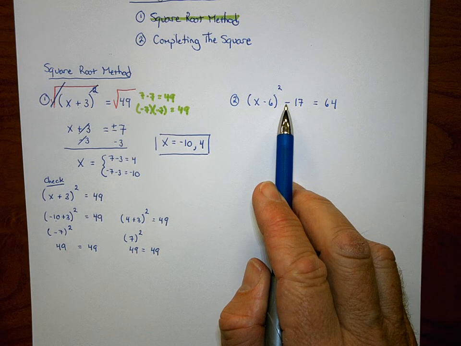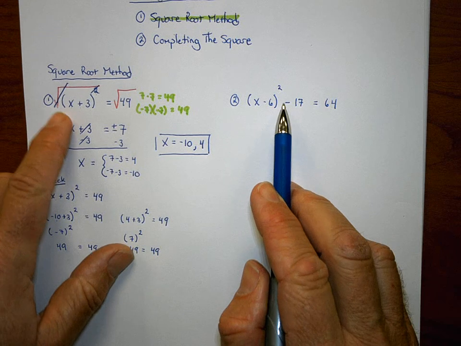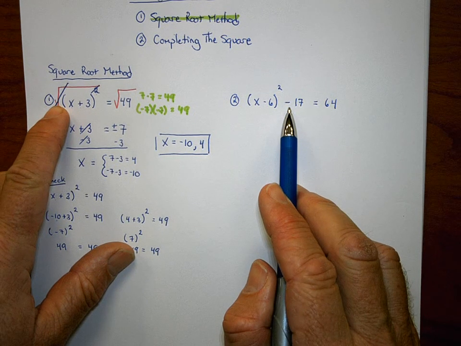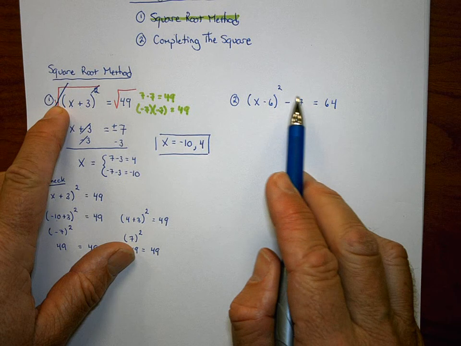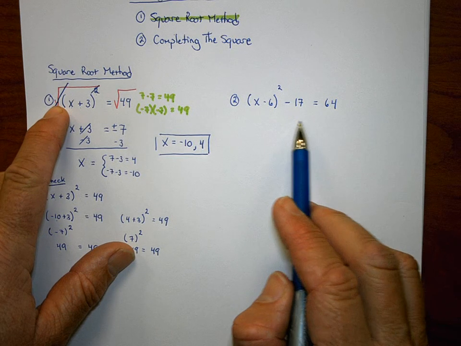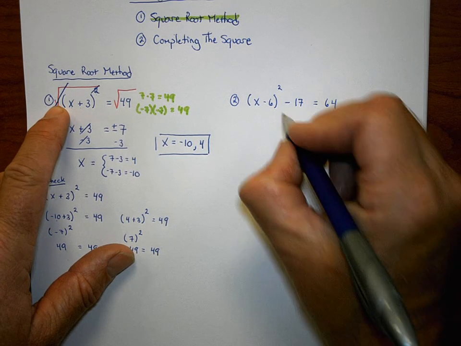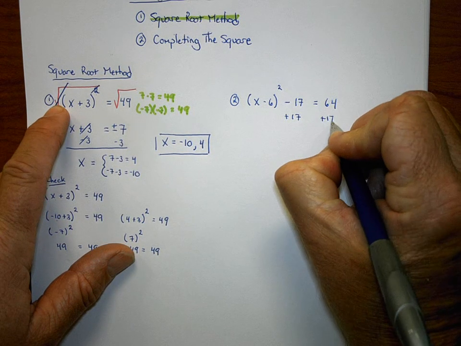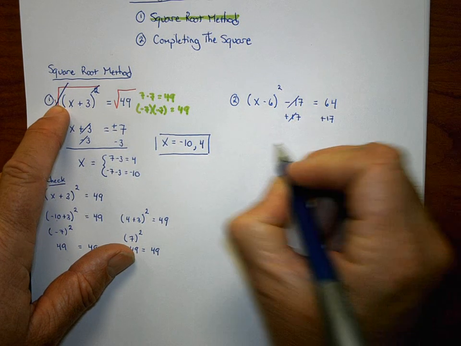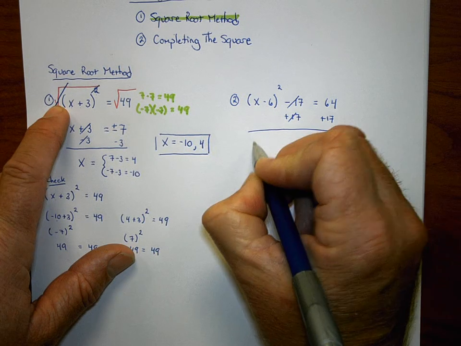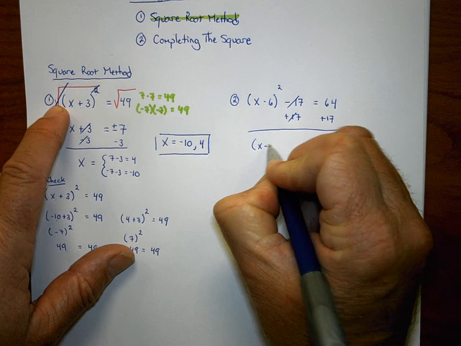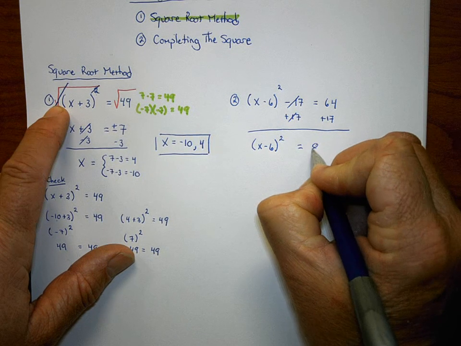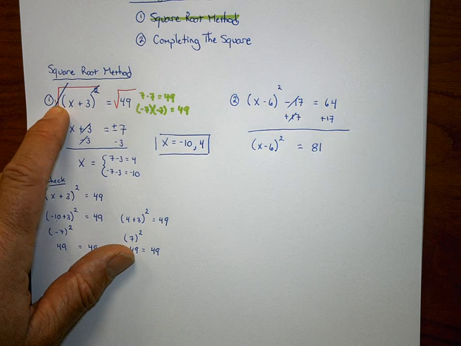Okay, so if this is the case, before you take the square root to eliminate the exponent of 2, the first thing we want to do is take this value right here and move it over to the other side of the equation by adding 17 to both sides. So when I add 17 to both sides of the equation, my new equation becomes x minus 6 quantity to the second power, and then that's going to be equal to 81. 64 plus 17 is 81.